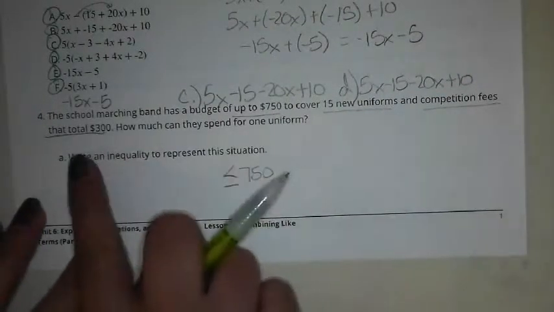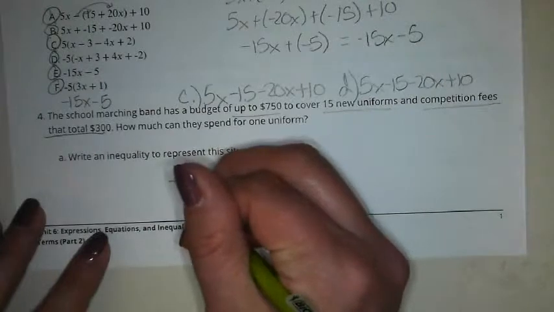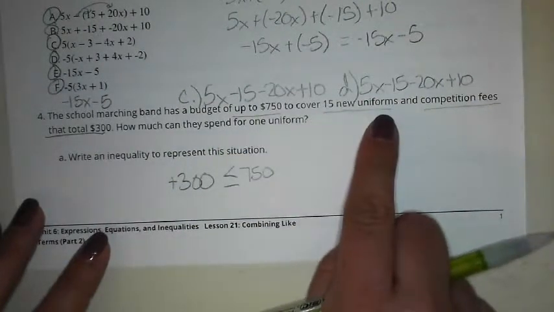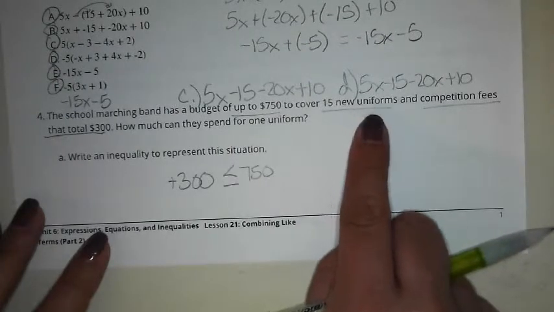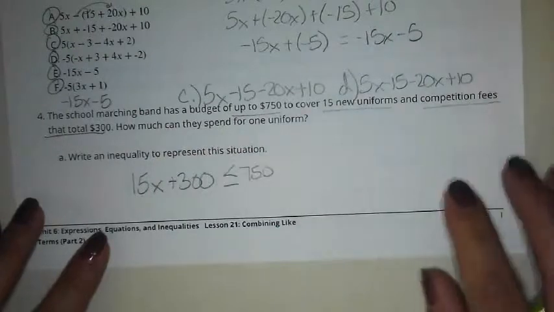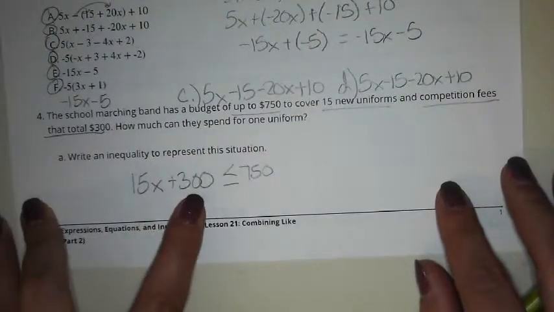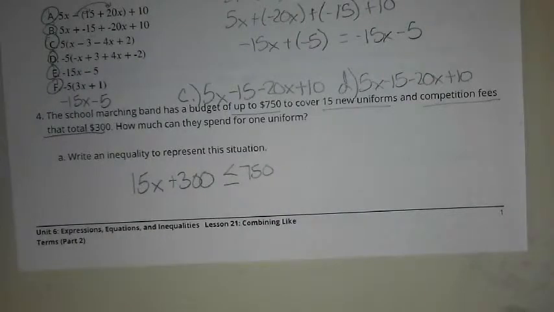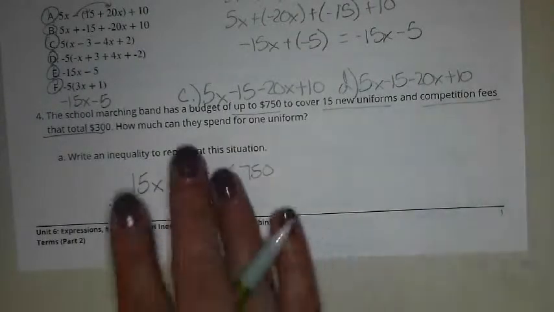I know I have competition fees that total $300, so I know I've got to add $300. And 15 uniforms. I don't know how much the uniforms cost, so I'm going to represent that with x. So this would be 15 times whatever their cost is, plus that $300 has to be less than or equal to $750.